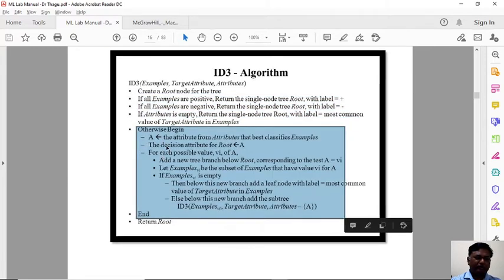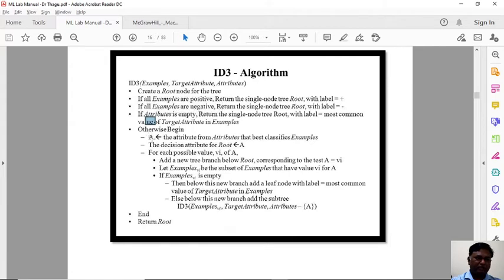First step is you are finding the attribute A. This is A here. So what is A? A means the best attribute, which best classifies the example. How to find the best? That is explained in the next slide that we will see. So from the available data set, you should pick the best attribute first. That best attribute should be the root node. Then that attribute will have values. So based on each value Vi, you add a new tree branch corresponding to that value Vi.